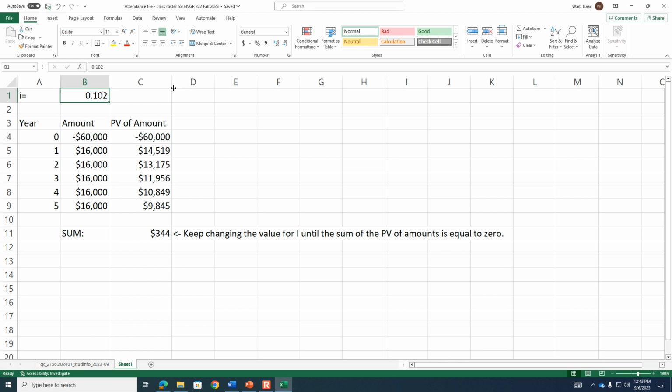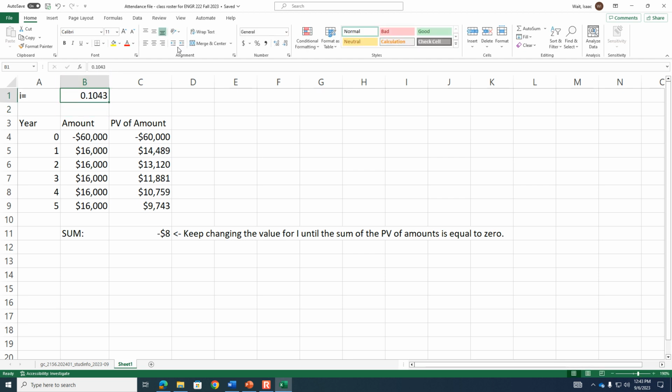0.102. That's getting closer. 0.103. Getting closer. 0.104. Almost there. 0.105. I went too far. So I could do it manually and try and get exactly the right amount. But there are built-in functions that will allow me to goal seek if I want.